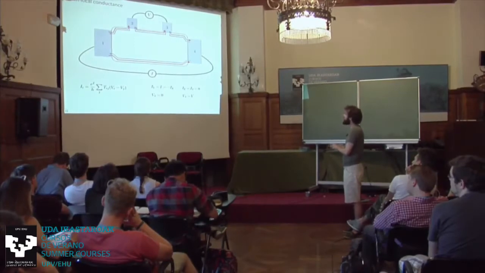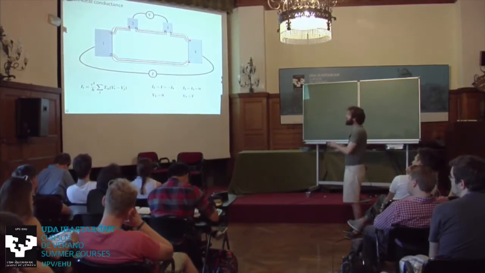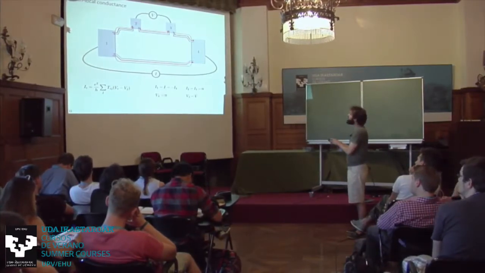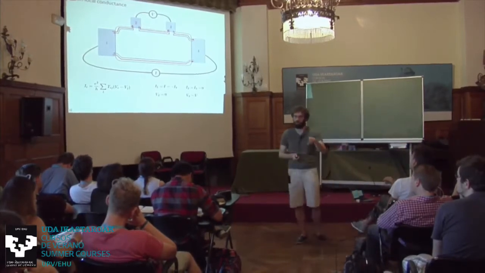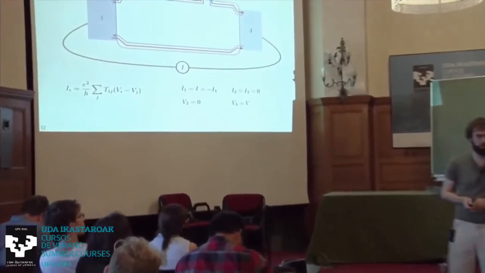The fact that the current is passed from here to here means that the current in lead 1 is equal to I. Current in lead 4 is equal to minus I, because if a current goes out here, it must go in here. And the fact that these are voltage leads means that there's no current going through them. That's a definition of a voltage lead. It only measures the voltage, it doesn't take out any current.